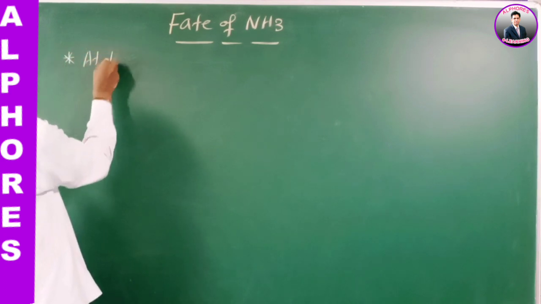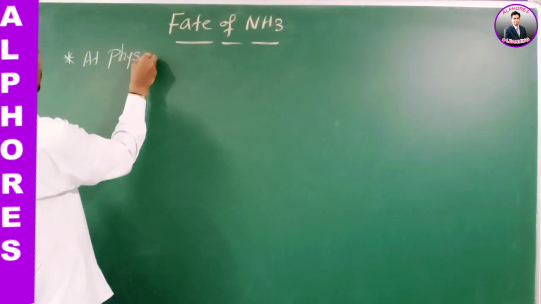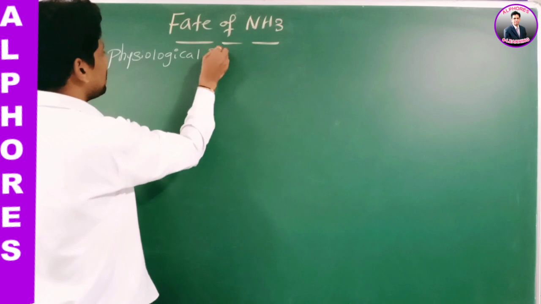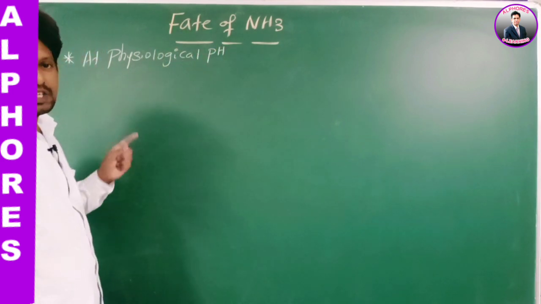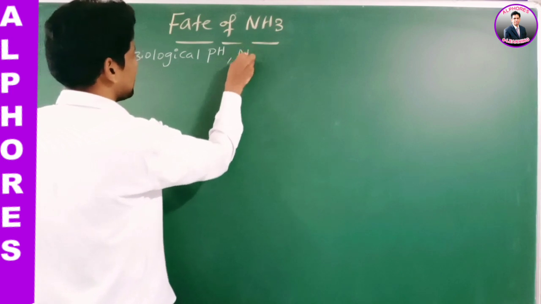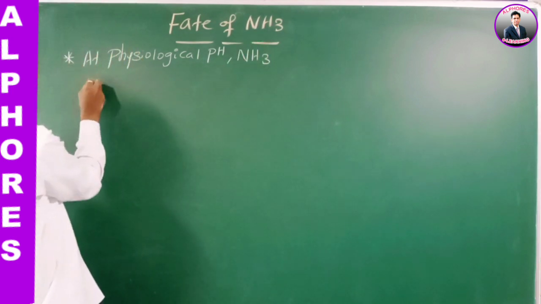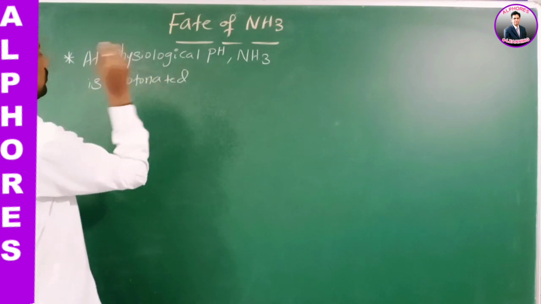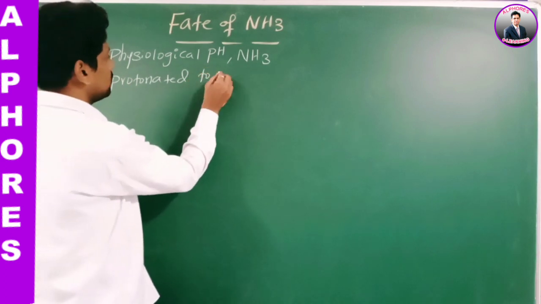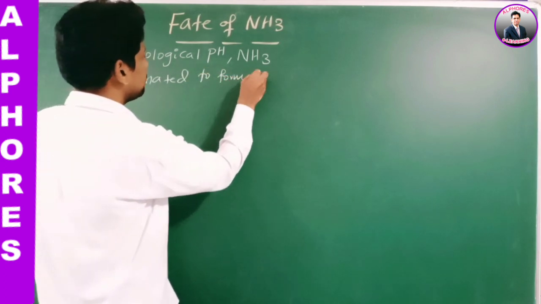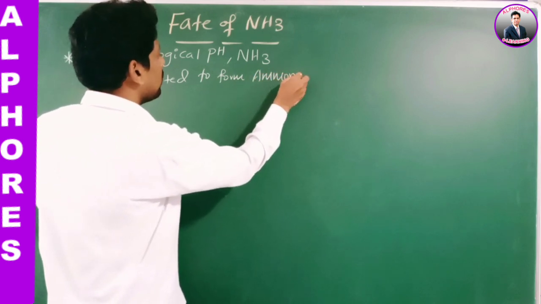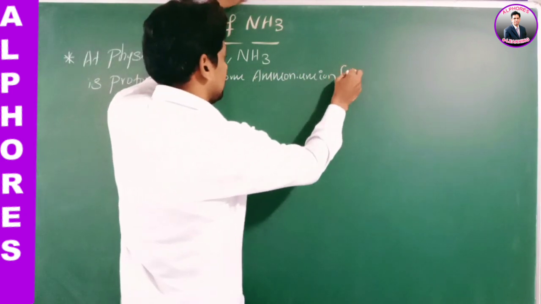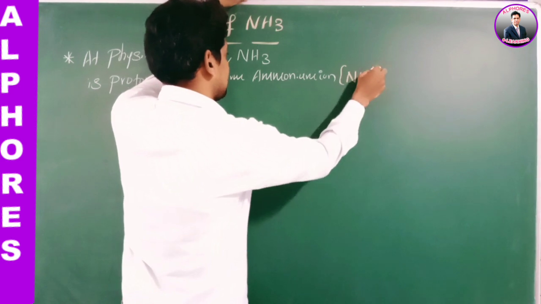At which pH? At physiological pH. This ammonia is protonated at physiological pH to form ammonium ion. To form what? Ammonium ion, that is NH4 plus.